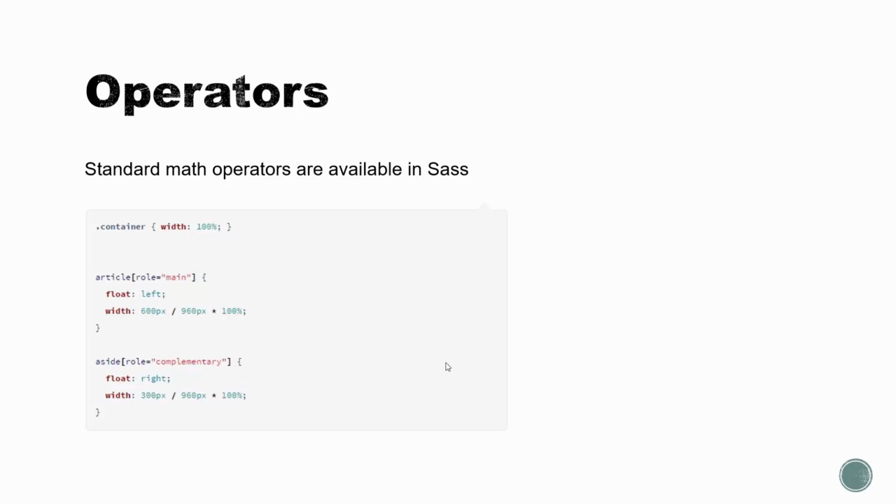Operators, basically standard math operators that are available in Sass. If we look at this example here, we want the width. We're using 600 pixels, and then we're dividing by 960 pixels multiplied by 100%. Same thing down here. So we can use these simple math operators.